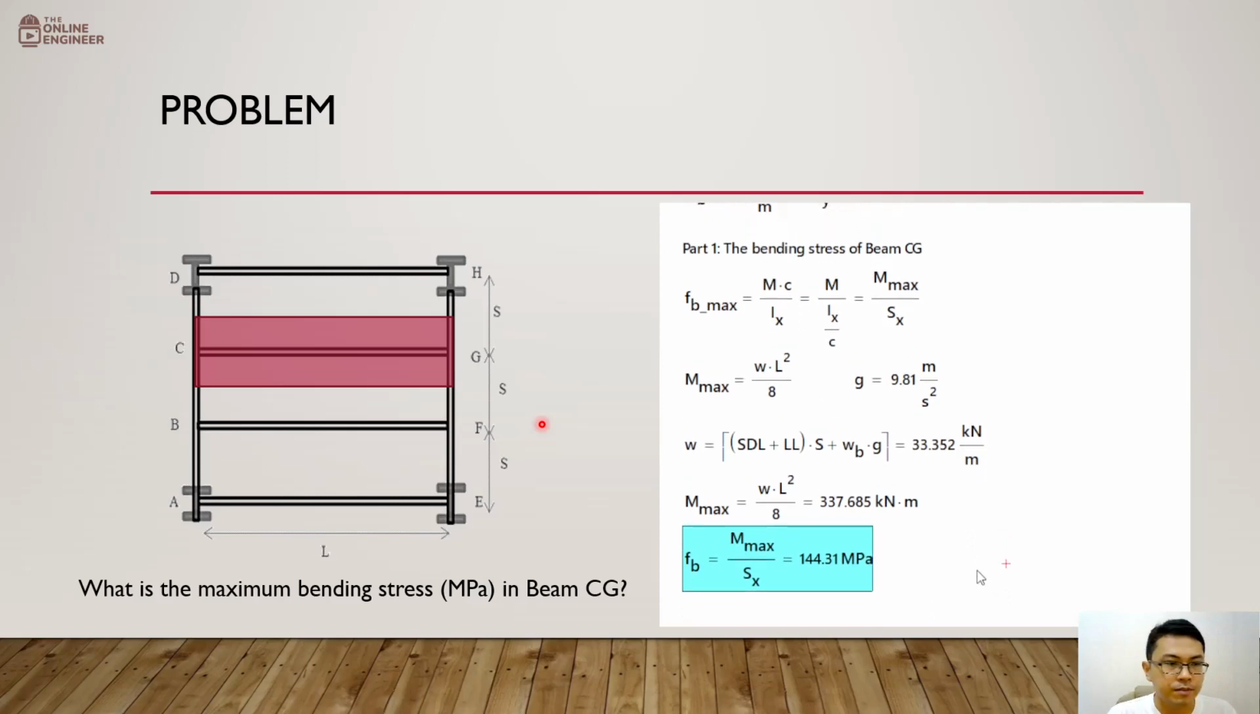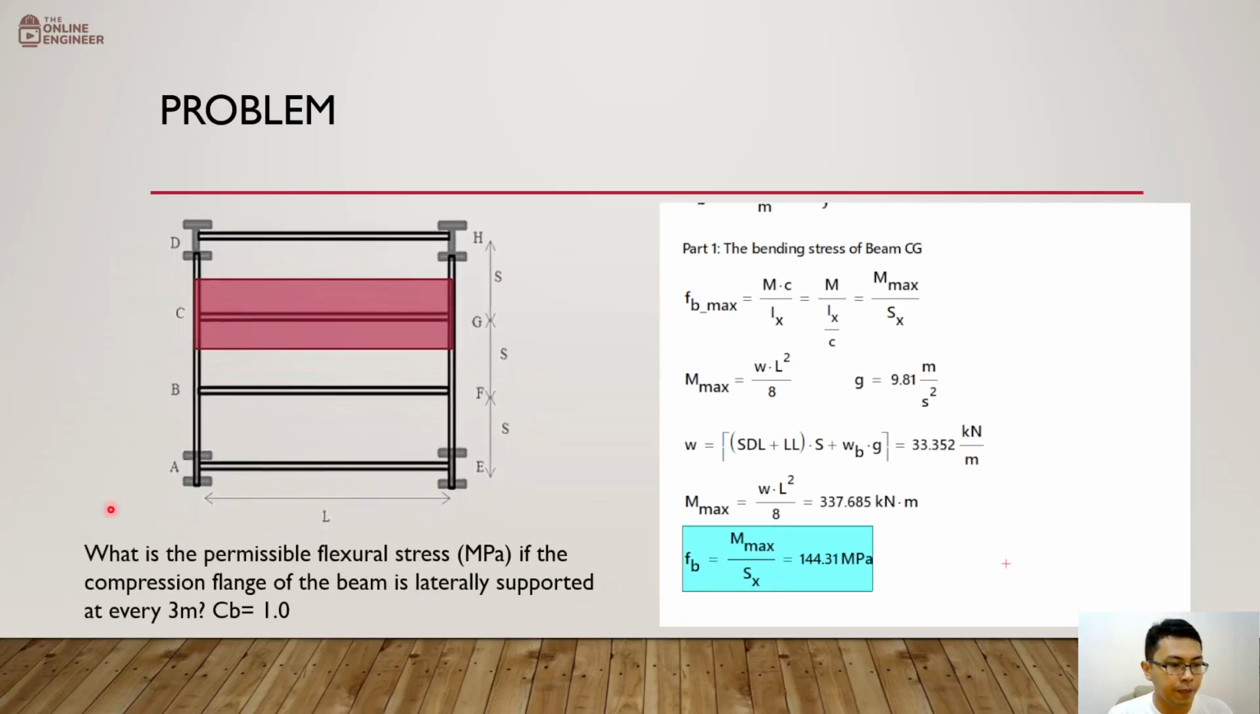All right. So let's now go over to our next question. This is now part 2 of our solution for this situation. So we have here, what is the permissible flexural stress if the compression flange of the beam is laterally supported at every 3 meters?